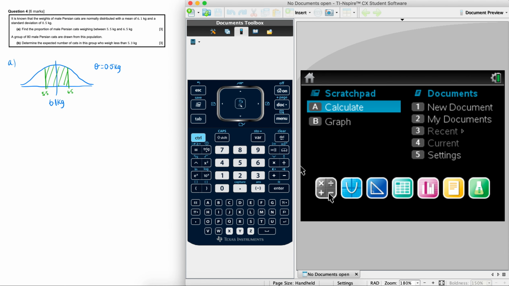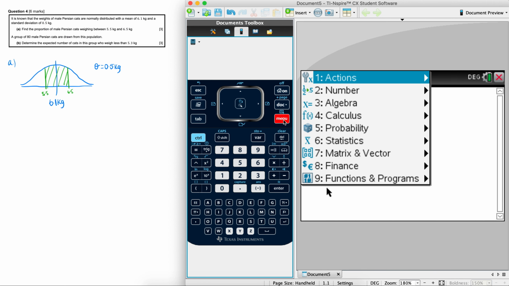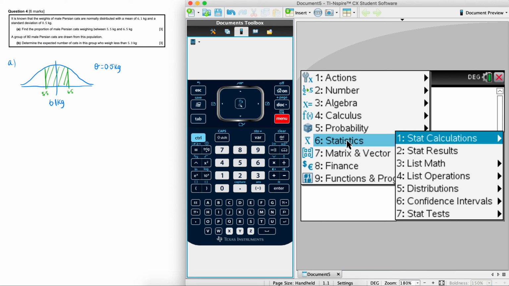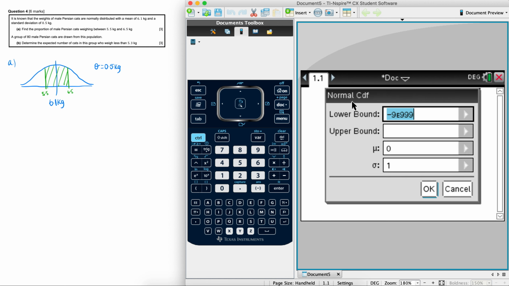So we're going to do this all on the GDC. Opening up a normal calculation page, and then it's menu, statistics, and distribution, and then it's normal CDF, cumulative, so CDF, continuous data. That's the C, continuous. So the lower bound is the 5.5, the upper bound is 6.5, so they're just reading off the question, these two parts here. The mean is 6.1, and the standard deviation is 0.5.